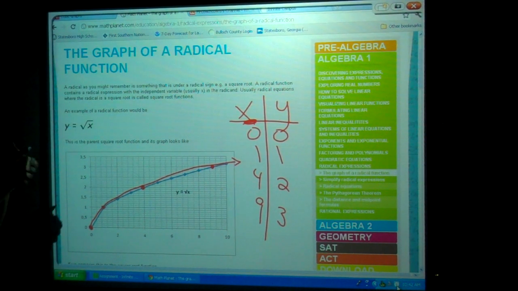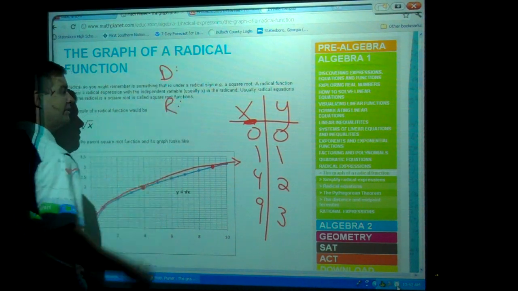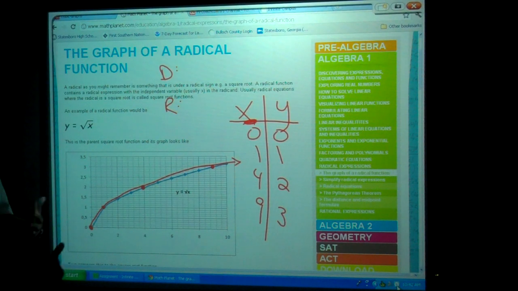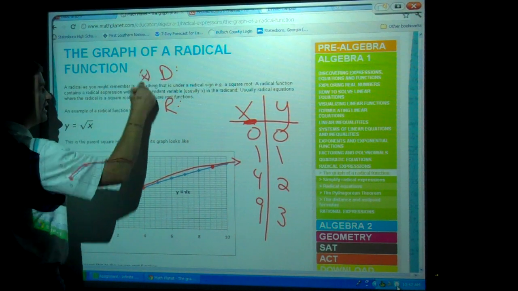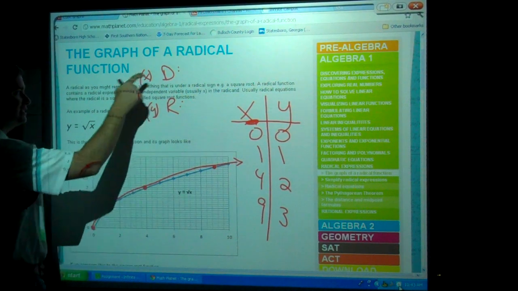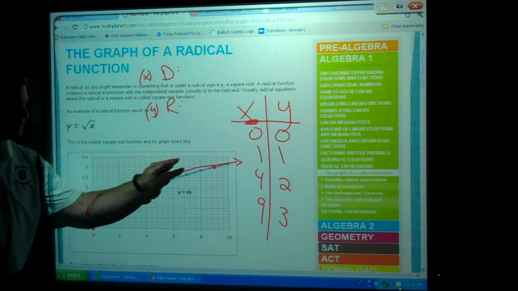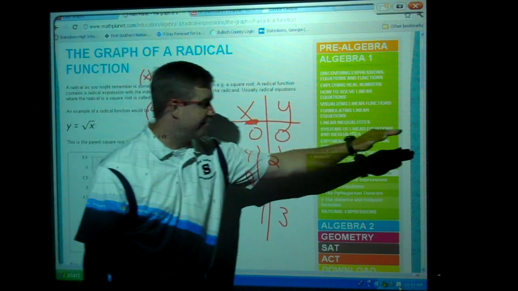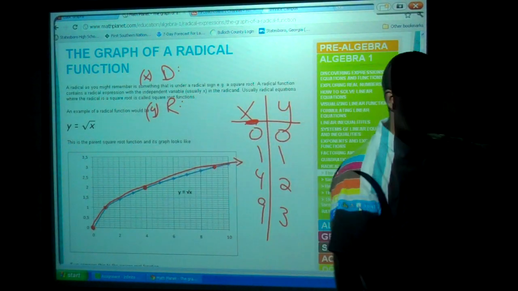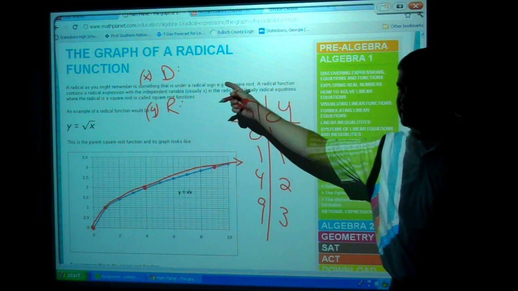So let's talk about that a little bit. We haven't ever really talked about a restricted domain and range. But I like that because it really tests whether or not you understand domain and range. Remember that domain are the x values. Range are the y values. So let's think about domain. Here's this graph that starts at 0, 0, and it goes in this direction forever and ever, all the way to positive infinity. How do we represent that?